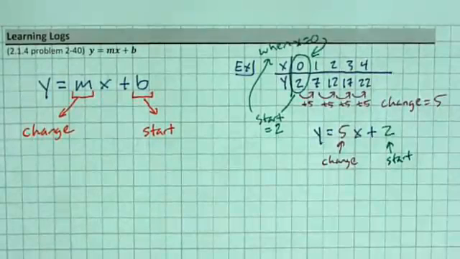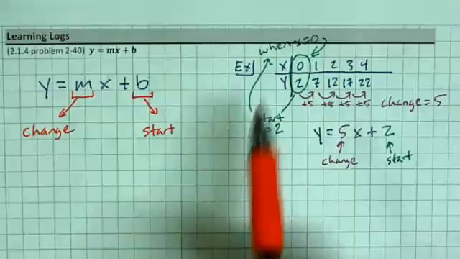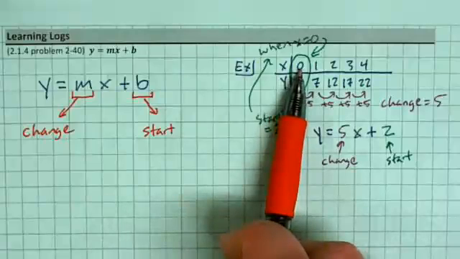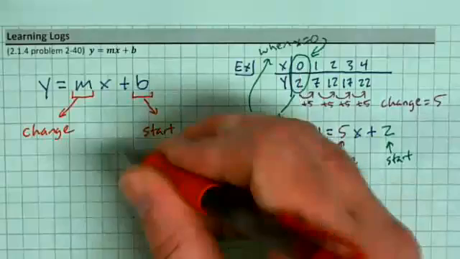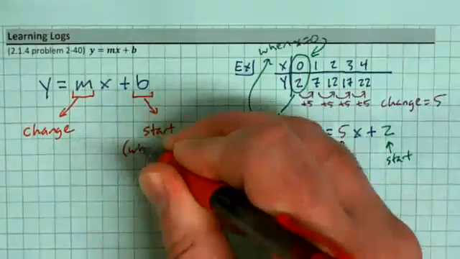What other notes can I stick in here to help me remember? I think this is kind of the key piece. You find the start value by looking for where X equals... there.